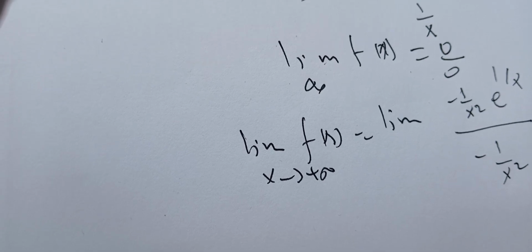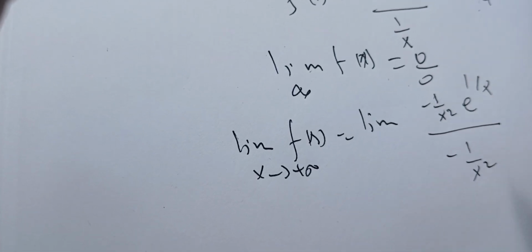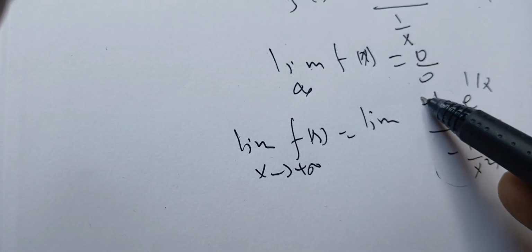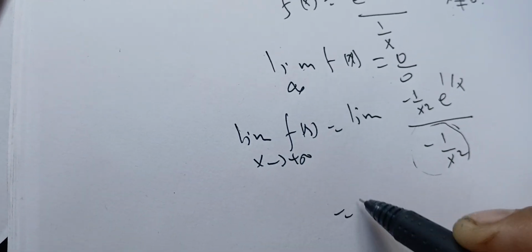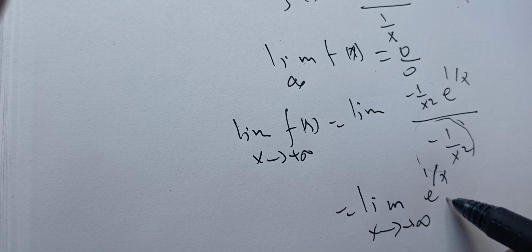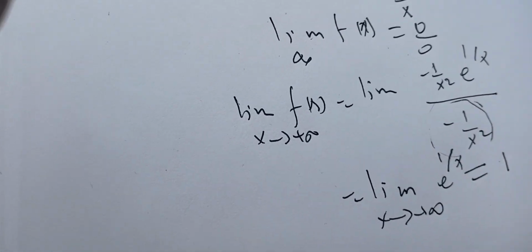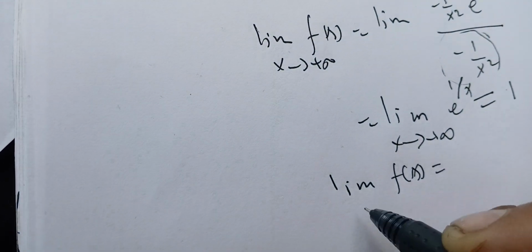Now the issue is that we're still going to have the same problem if we don't simplify. We can simplify by this one because we are assuming that this is never 0. So therefore we have the limit of e to 1 over x as x goes to infinity, which is 1. Therefore this means that the limit of f of x as x goes to infinity is 1.